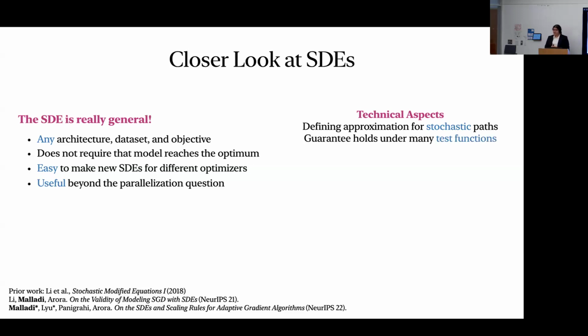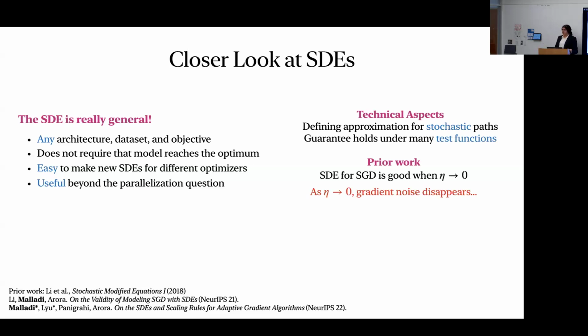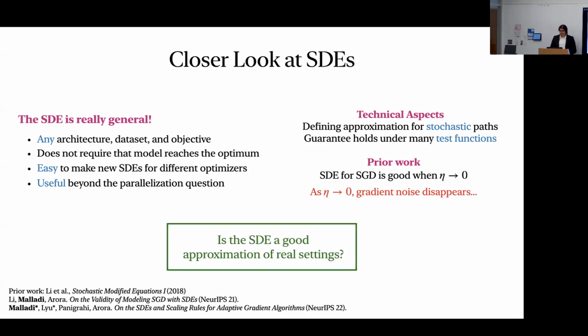So for that reason, we also formulate a guarantee that's going to hold under many different test functions. You can think of this as something like measuring the test accuracy of the model. So prior work in this type of framework has said that the SDE for SGD is good when the learning rate becomes infinitesimally small or goes to 0. However, as that happens, the gradient noise is going to disappear. And so we're going to recover again that straight shot red path, which we wanted to avoid because that doesn't yield a strong model.